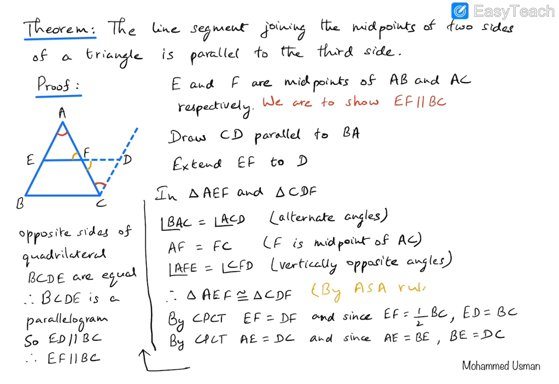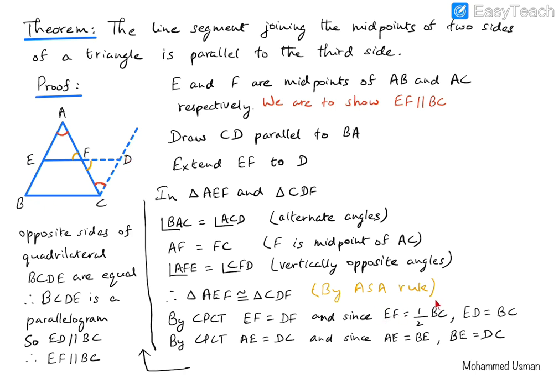By ASA rule, the two triangles, triangle AEF and triangle CDF, are congruent to each other. So once we have these two triangles congruent, we can use the CPCT rule, corresponding parts of congruent triangles. EF is equal to DF. So we'll have that ED is basically 2 times EF, which must be the same as BC, right? Because EF is half of BC, therefore ED must be equal to BC.